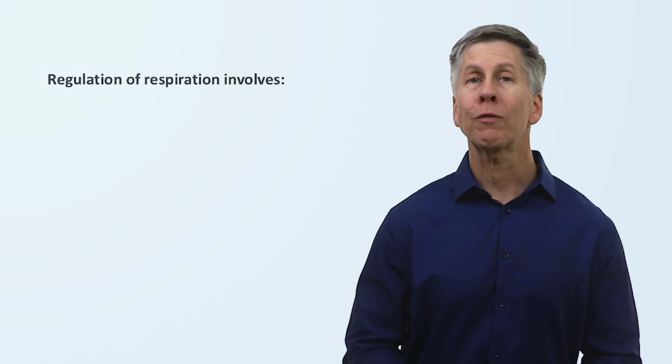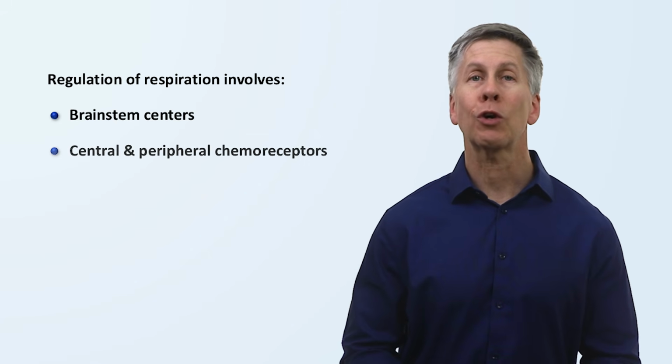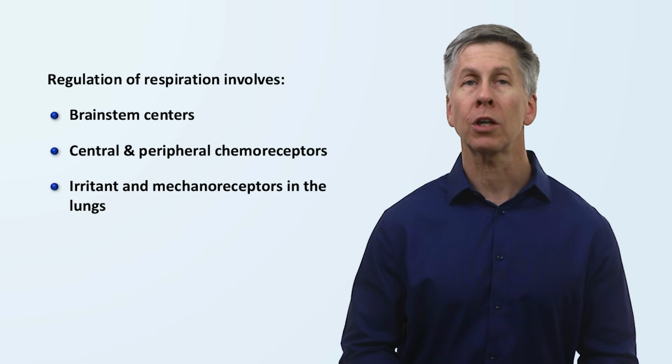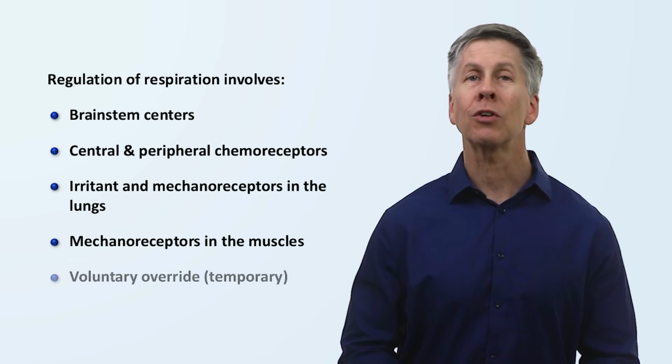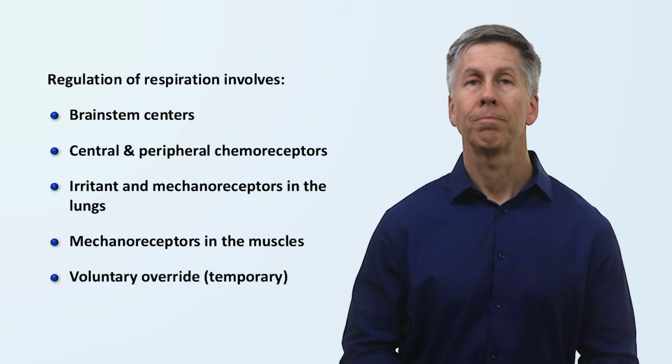And finally, controlled respiration involves unconscious input from brainstem centers, central and peripheral chemoreceptors, irritant and mechanoreceptors in the lungs, mechanoreceptors in the muscles, and voluntary conscious control that can override all the others, but only very briefly.